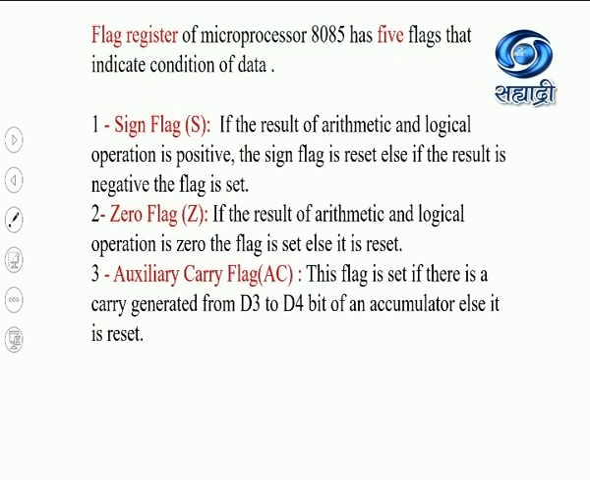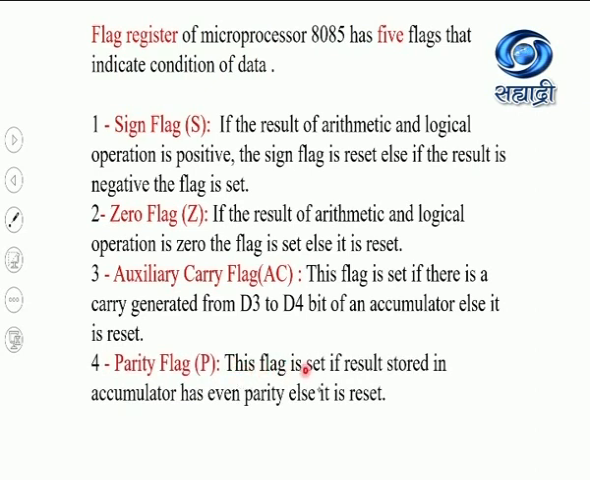So during that operation, if carry is generated from D3 to D4 bit of accumulator, then auxiliary carry flag is set. Otherwise, it is reset. Parity flag. This flag is set if result stored in accumulator has even parity, else it is reset. So what do you mean by even parity? If the result contains even number of ones, then we say that result has even parity. In that case, parity flag is set.